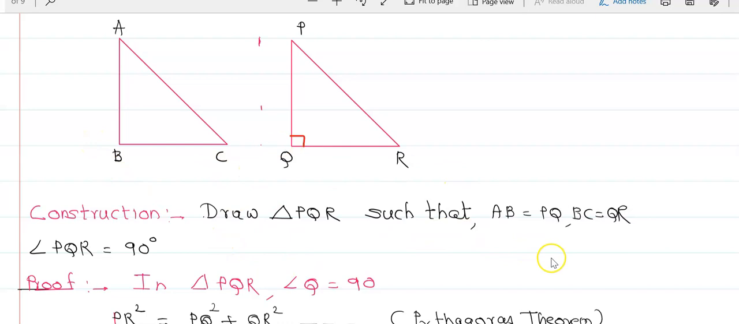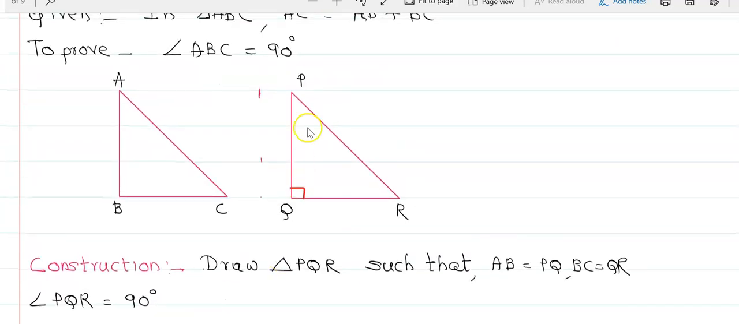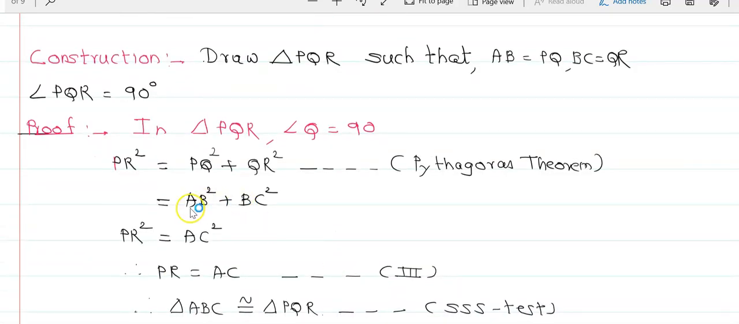Therefore, we will draw this triangle. Measure of angle Q is 90. Now in triangle PQR, measure of angle Q is 90. Then by Pythagoras, what will we have? PR square is equal to PQ square plus QR square. That's what we write. But what is PQ? PQ means AB square. What is QR? Means BC square. AB square plus BC square is equal to AC square.